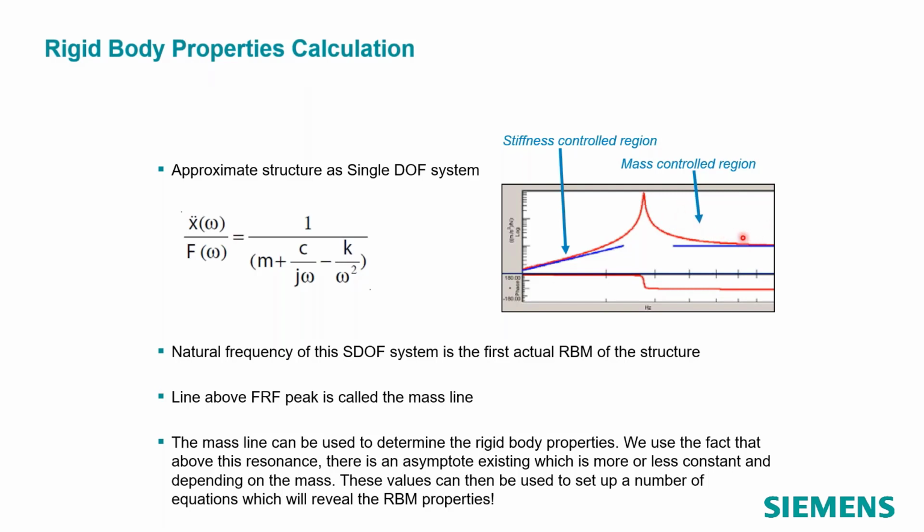We're going to be calculating these rigid body properties in the very flat line between the rigid body modes of your structure and the first flexible mode. So we're going to calculate the rigid body properties inside this region. The line above that FRF peak, above the rigid body mode you're testing, is called the mass line. It's relatively flat between the rigid body modes and the first flexible mode. There's some fancy math here, but basically this line approaches a constant value, and we can use that information to calculate these rigid body properties.